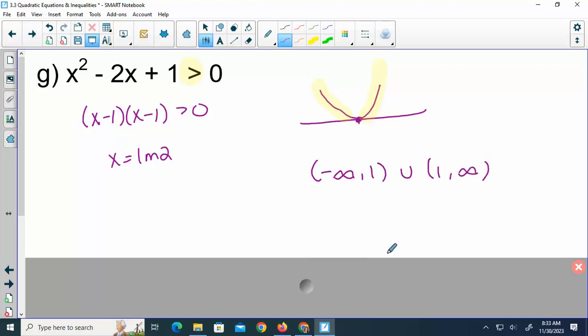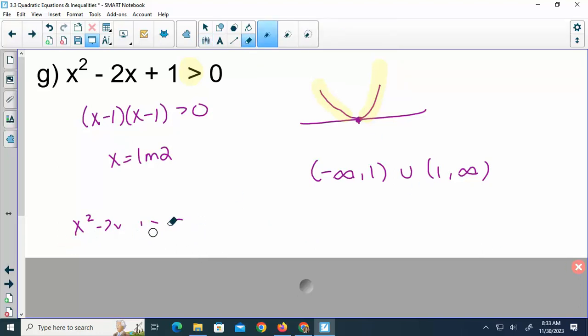Good. What if I had asked when this was less than or equal to 0? It's never less than 0. Is it ever equal to 0? 1 would have been the only solution to that. If I had just said less than 0, then it would have been no solution. If I had said greater than or equal to 0, negative infinity to positive infinity, because it would be greater than or equal everywhere. Okay, so lots of different questions I could ask.